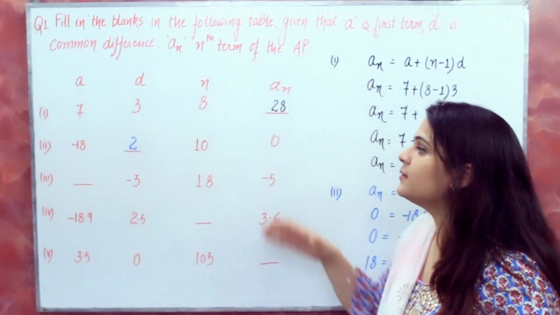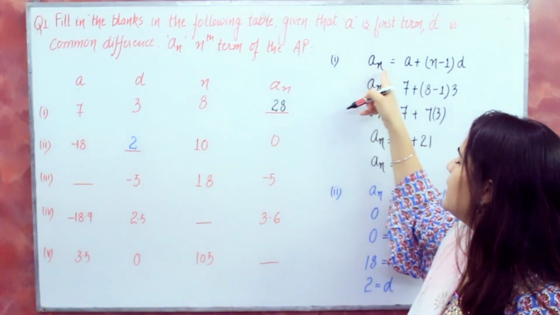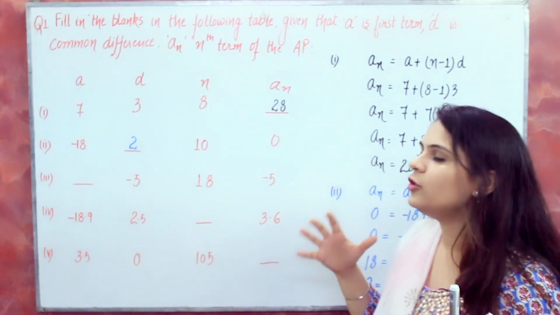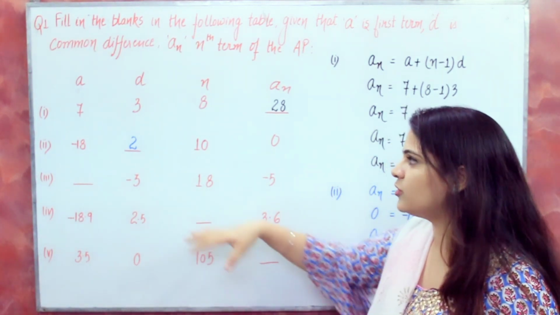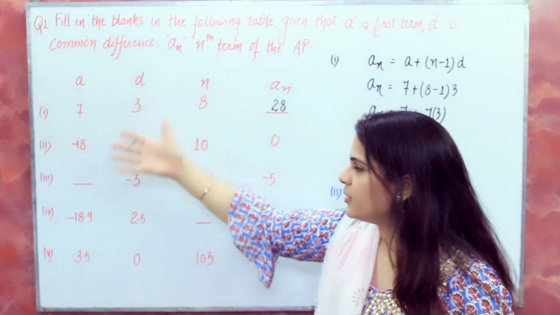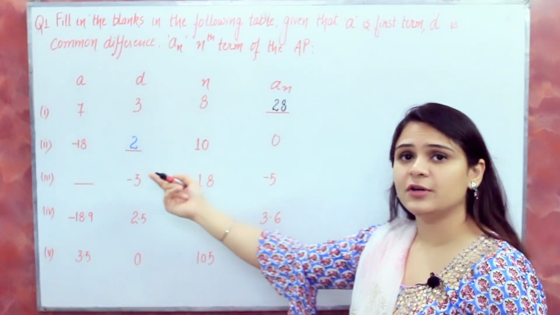I hope the idea is clear to you. You have to use the same formula, AN is equals to A plus N minus 1D, and in order to find the missing term, you have to substitute rest of the values. This way you will get whatever value you have to find. Let's solve third part now.